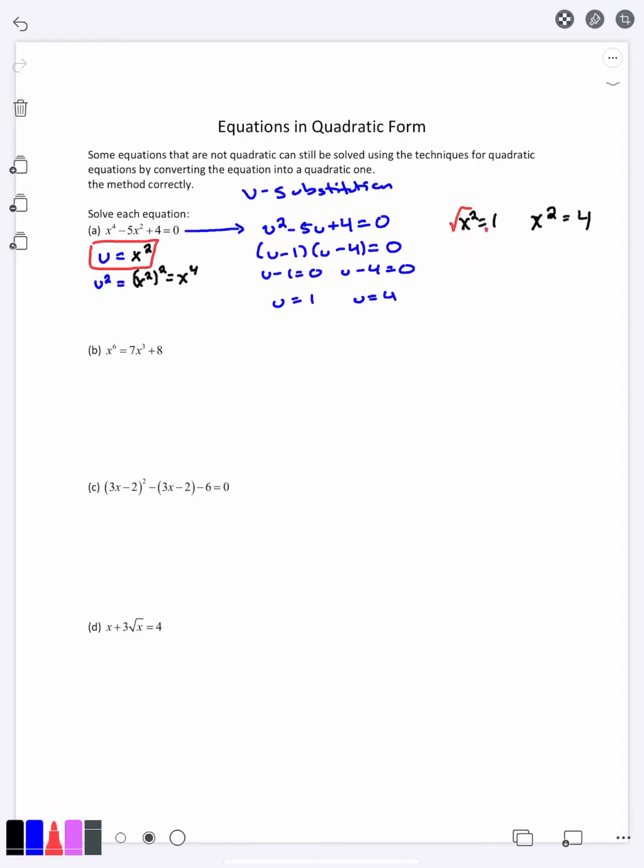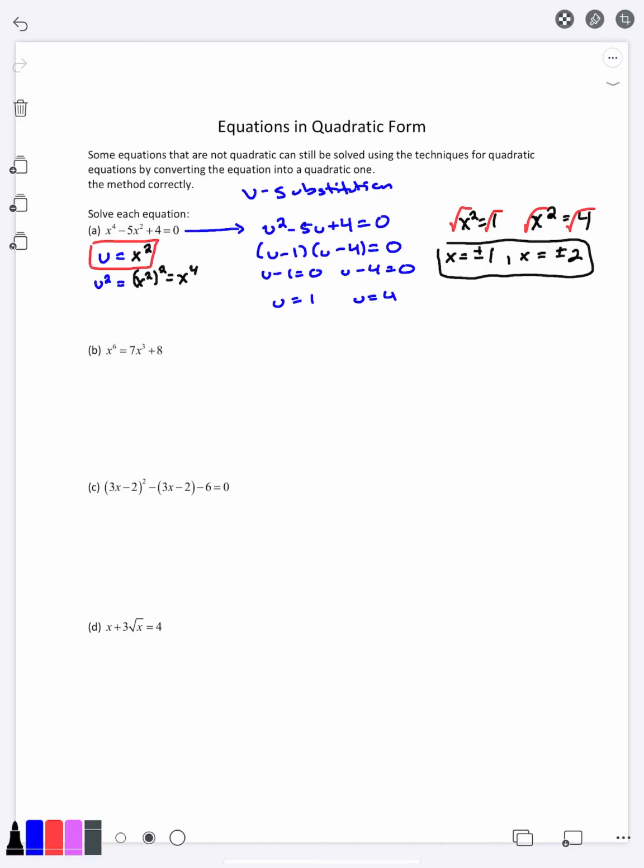And then we can use the square root method here. Remember, when you square root here, you have to put plus or minus. So the square root of 1, we get plus or minus 1 there. Square root of 4, plus or minus 2. And this then is the final answer to your problem.